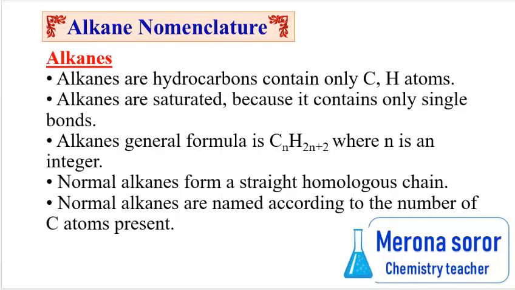Alkanes are hydrocarbons that consist of only carbon and hydrogen atoms. Alkanes are saturated because they contain only single bonds. The alkane general formula is CnH2n+2, where n is an integer. Normal alkanes form a straight homogeneous chain. Normal alkanes are named according to the number of carbon atoms present.